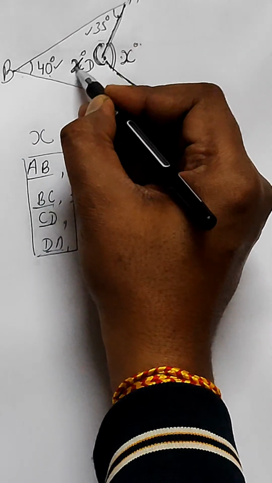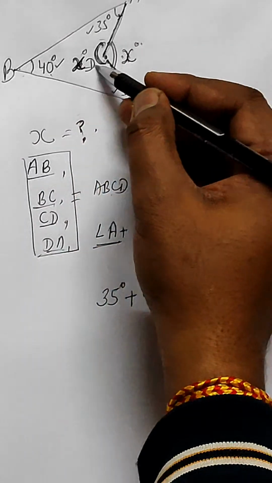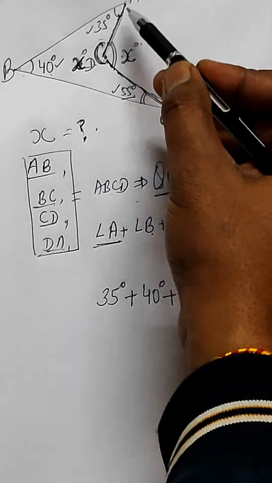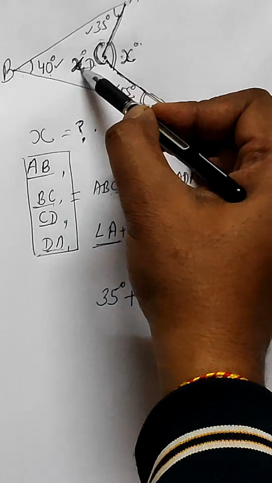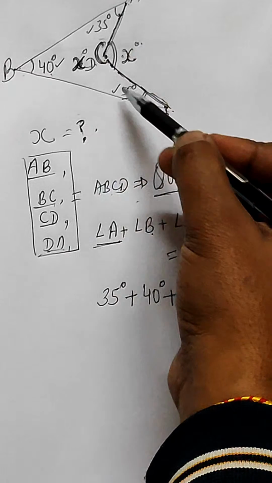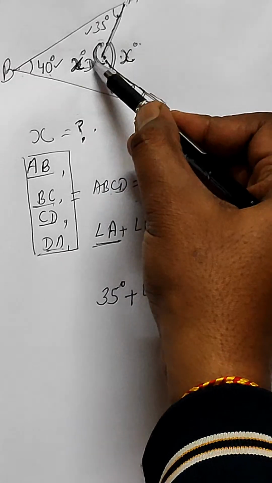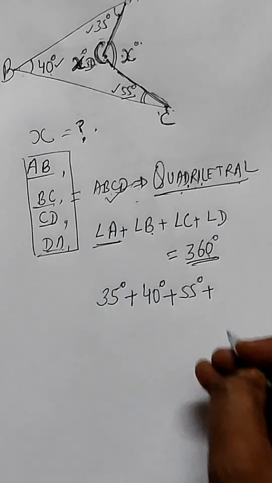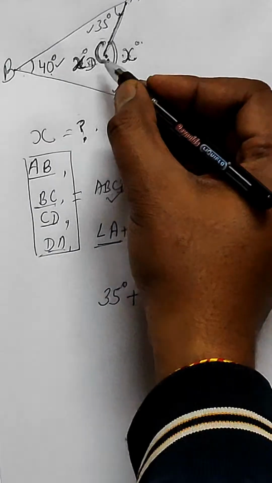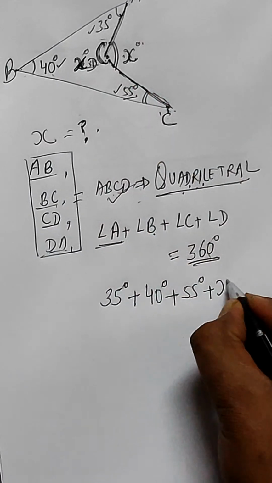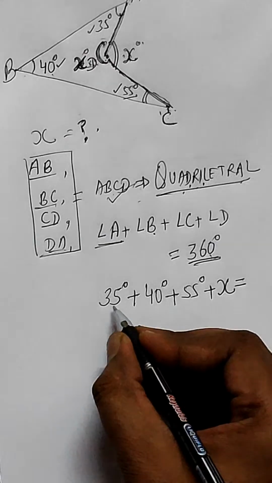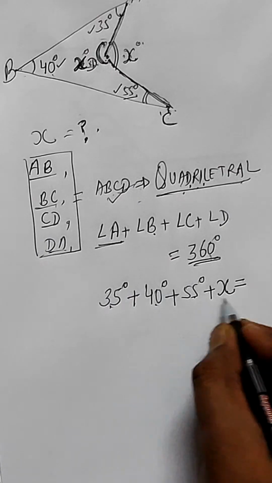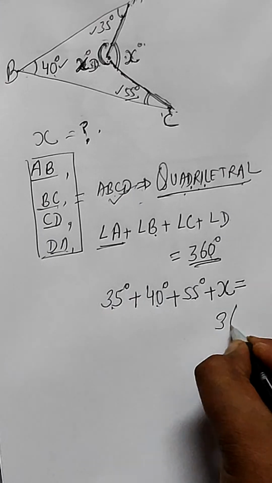Why? Because it's vertically opposite angle to angle ADC, and ADC is given as x. So the angle exterior to ADC is also equal to x. So the exterior to ADC is an angle which is one of the angles of the quadrilateral ABCD, right? So just in place of this angle you can write x. So 35 plus 40 plus 55 plus x will add up to give the value of 360 degree.